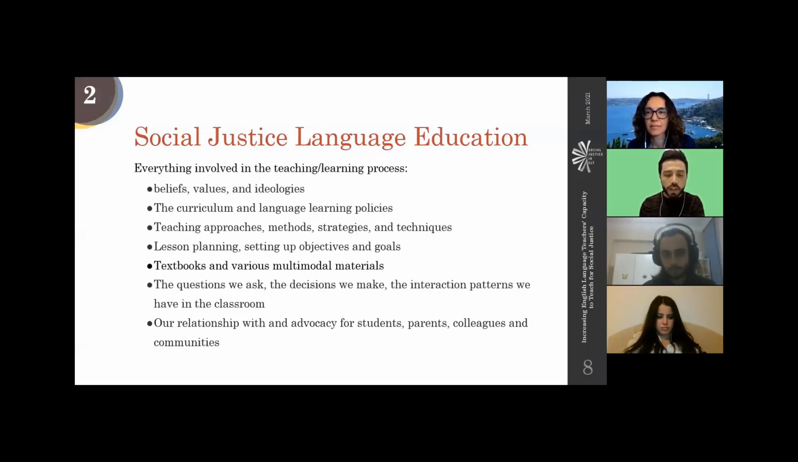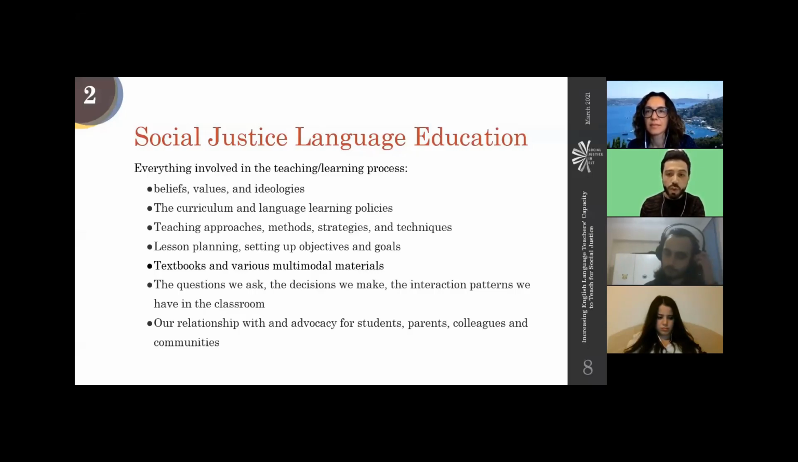So it's important for us to go through a selective process of textbooks and materials, because the materials that we use in the classroom might create some biases or stereotypes, or they can convey some messages that would violate the norms or conventions in society. It also includes the questions we ask, decisions we make, and the interaction patterns we have in the classroom. They are all about social justice language education.